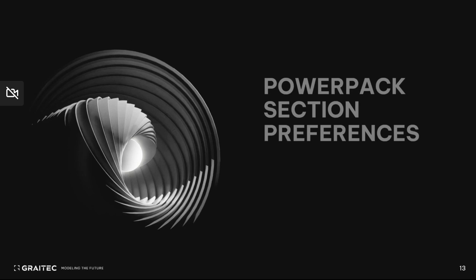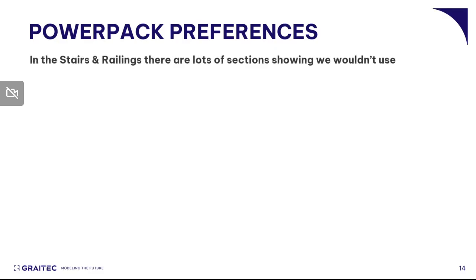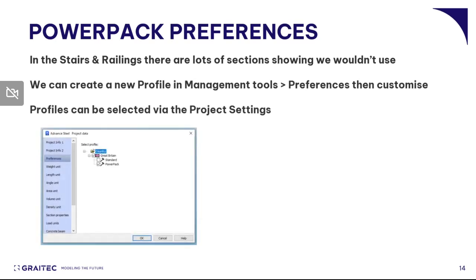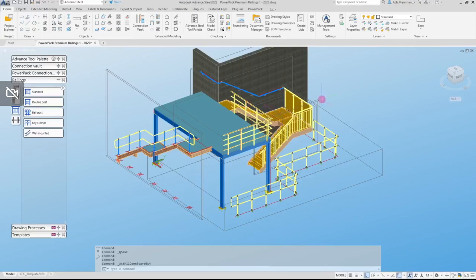So the next one is looking at section preferences for the PowerPack macros. So in the stairs and railings, for example, when you click the drop down, there are lots of sections that we wouldn't use to create stairs and railings. What we can do is create a new profile in the management tools and then look to customize our preferences, and then we can load this profile via the project settings. So we're going to have a look at our preferred sizes. So when we're using these macros, if I go into the standard rail that we create, I don't need you guys to do this.